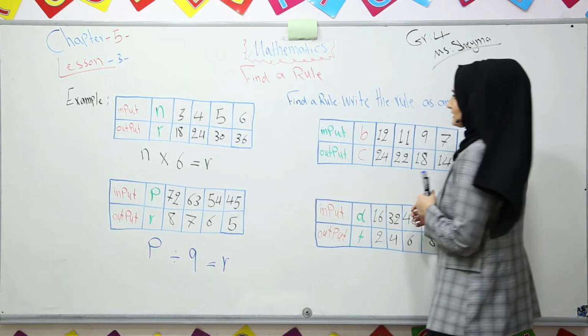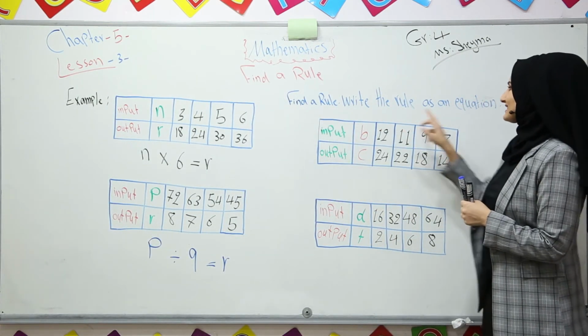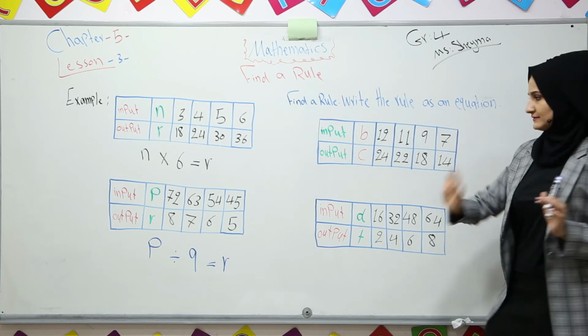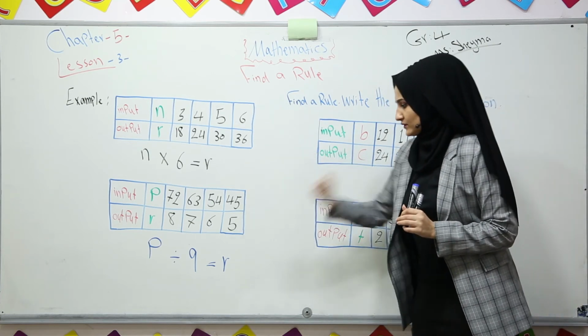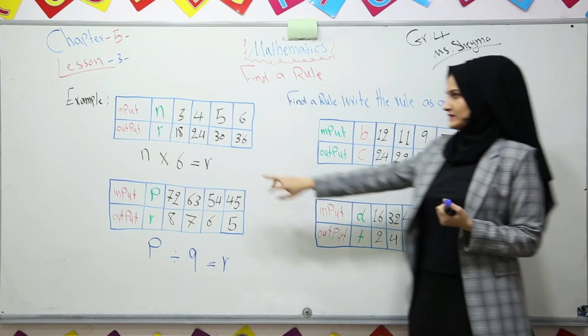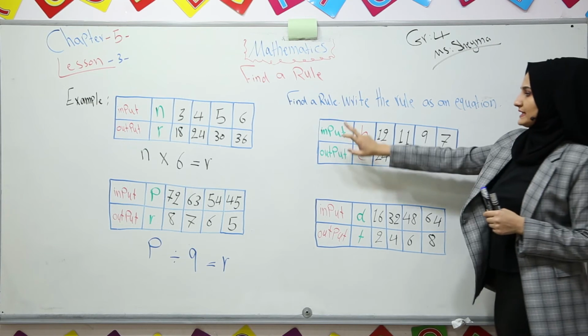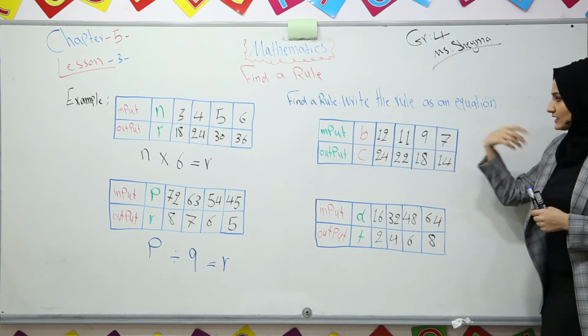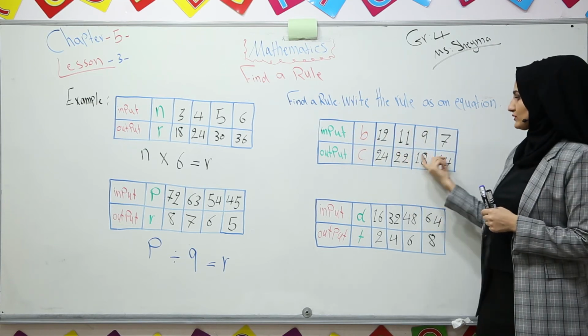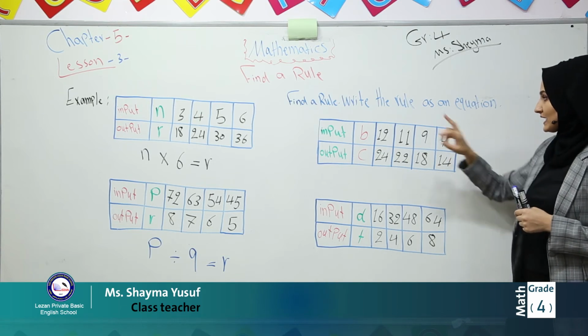Let's practice together. Find a rule. Write the rule as an equation, just like this. You know, in an equation we have an equal sign. Okay, we have input and output again. First, look at these numbers. We will use multiply or division.